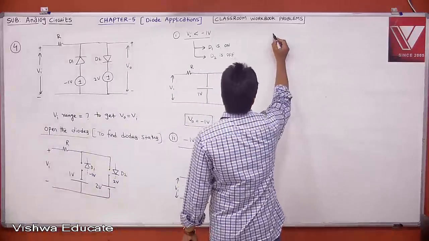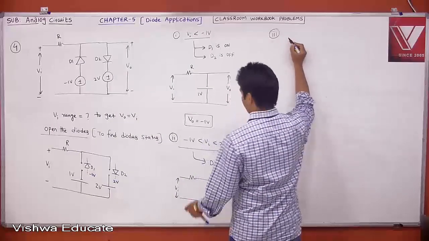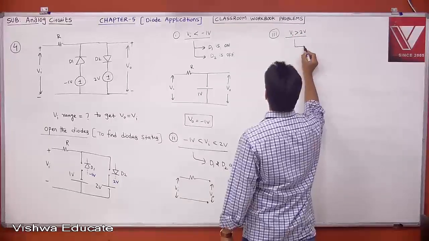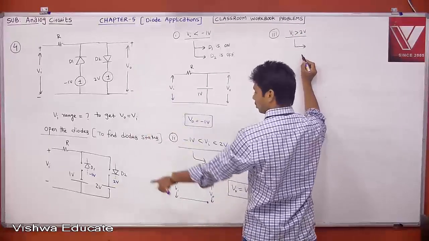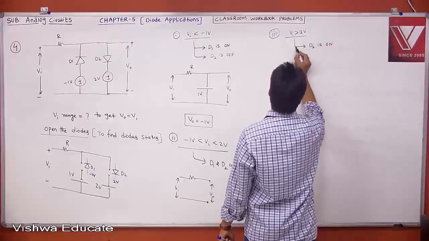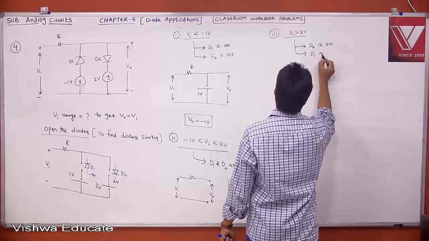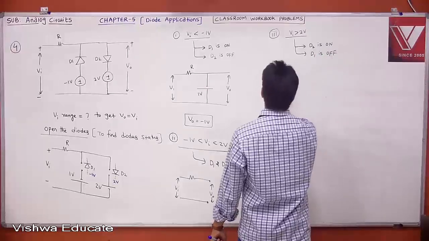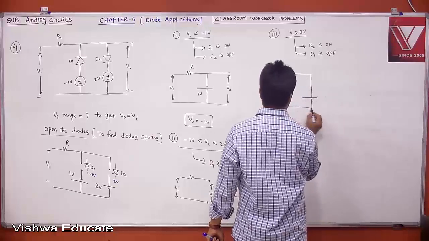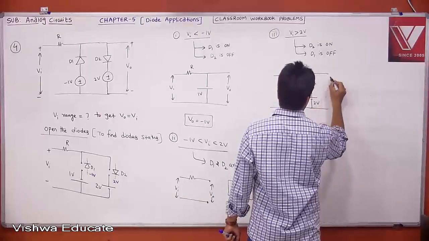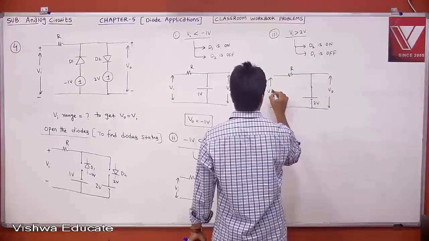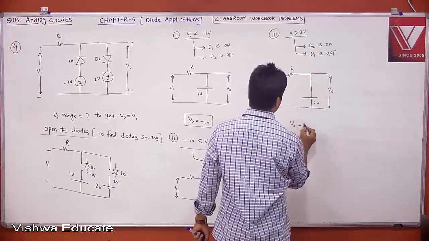Now case 3, the other range, when Vi is greater than 2 volt. Then your diode D2 will be on. D2 is on, but D1 is off. Then your circuit will be like this, this is 2. Then tell me what is your V naught. Your V naught is equal to 2 volt.